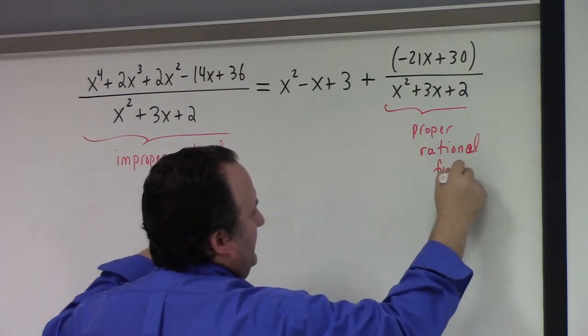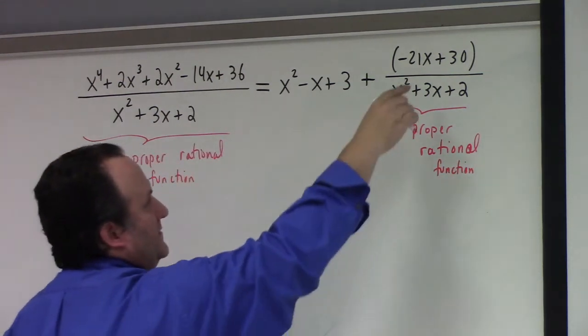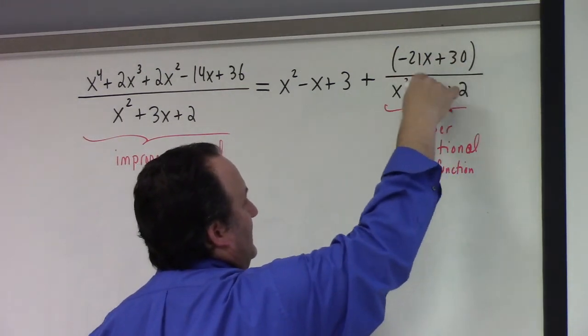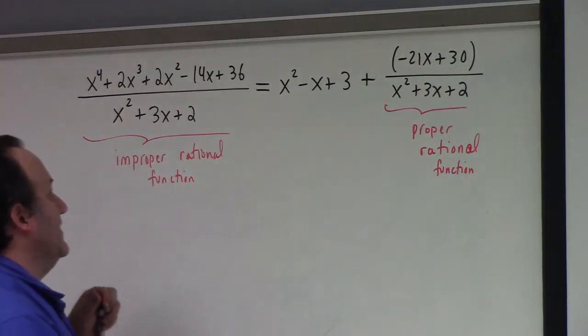So a proper rational function is simply this: the degree of the numerator is smaller than the degree of the denominator.